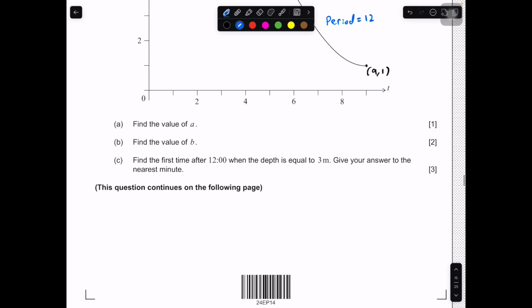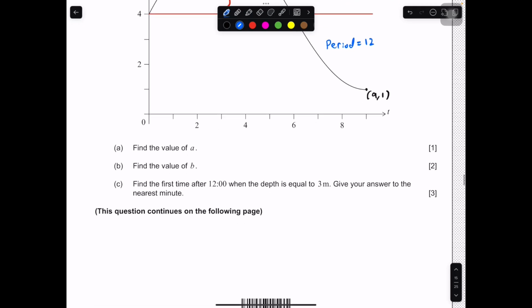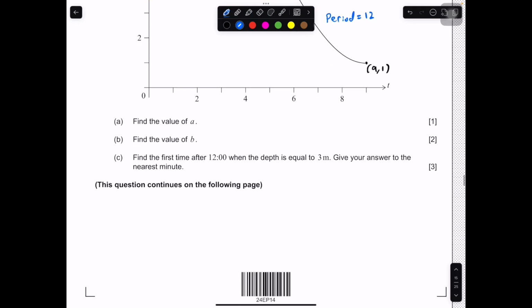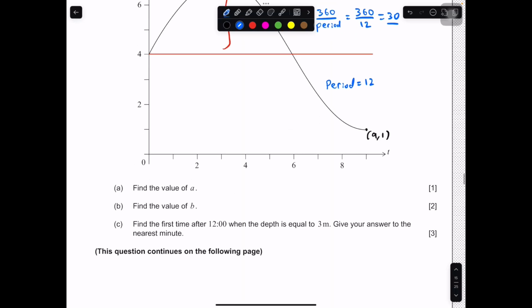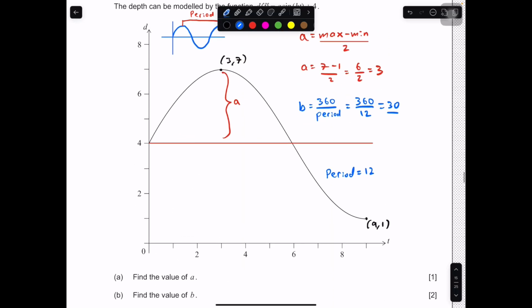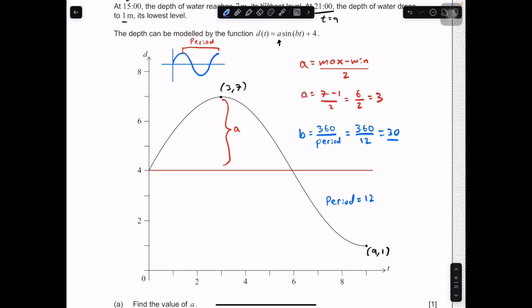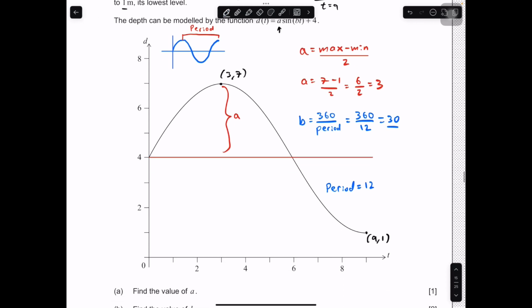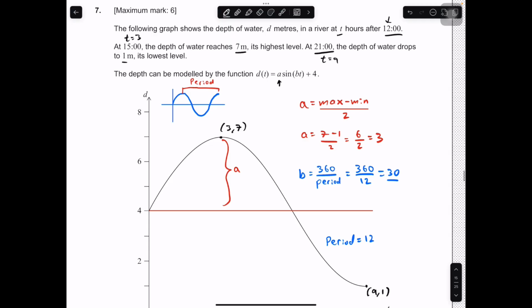Alright. Find the first time after 12 when the depth of water is equal to 3 meters. Give your answer to the nearest minute. Alright, so how can we do this? So why do they ask us to find these values of A and B? Well, because we have this function right here. The depth as a function of time is given by this. And we found those missing pieces of A and B.